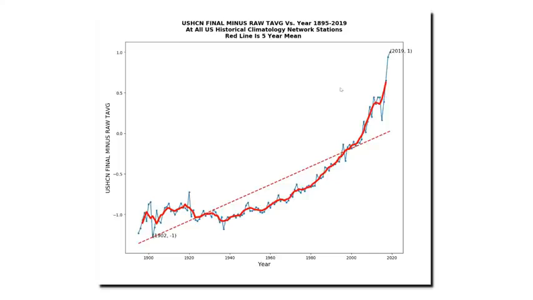This graph shows the temperature difference between the NOAA final and the NOAA raw temperature data sets. Remember that the final data set is their altered data and the raw data set is their actual measured temperature data. You can see that the NOAA temperature alterations cool the past by about 1 degree Fahrenheit, and they warm the present by about an equal amount. So NOAA has created about 2 degrees of warming in the United States since the year 1960 simply by altering the measured data.